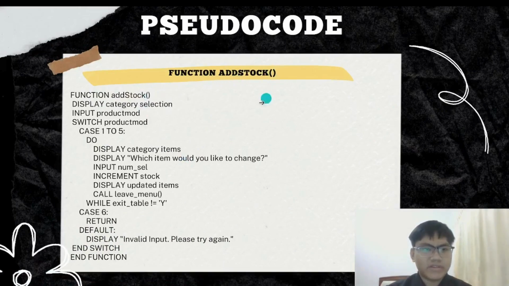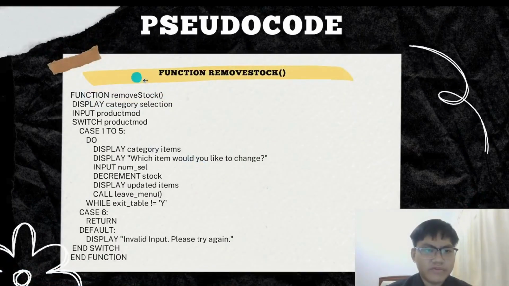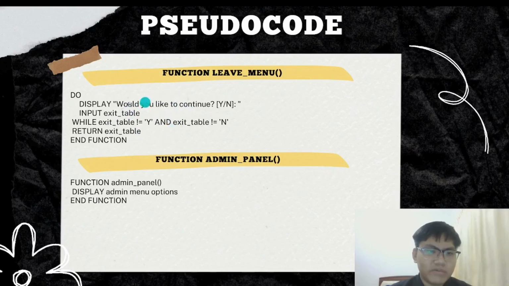We have function add stock, which allows the admin to add stock. It asks the admin first, then inputs the new stock and displays the new updated stock. Next is remove stock, which is the same thing as the last one, but it decrements stock instead. The function leave menu displays would you like to leave, and then it inputs this and returns this. And then admin panel just displays the admin menu options.